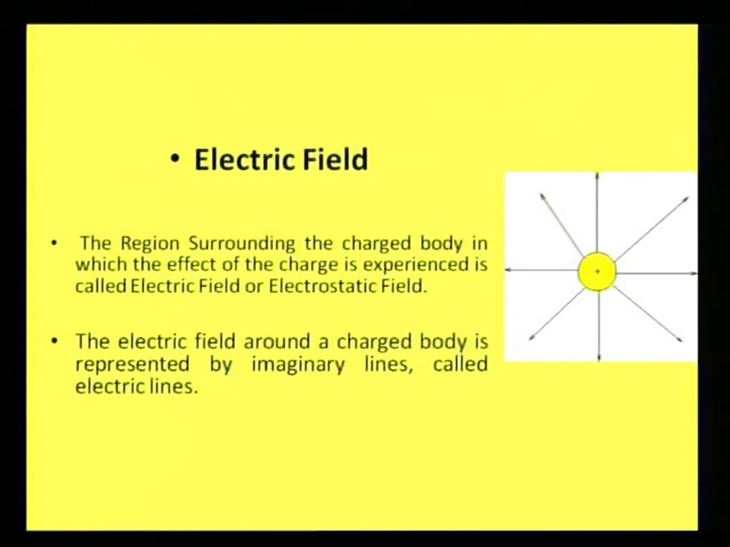Here you can see that a unit positive charge is taken and the lines are there, and that is known as electrical field imaginary lines. So it is having an electrical field. The unit positive charge is having an electrical field around it. So this field will always be under stress.